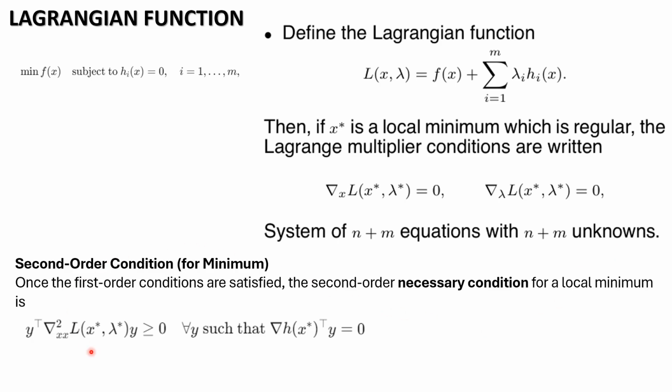And the second order condition for a minimum we can represent as follows. So the transposed vector y multiplied by the Hessian of the Lagrangian with respect to x, and y is a direction tangent to the constrained surface at x star.